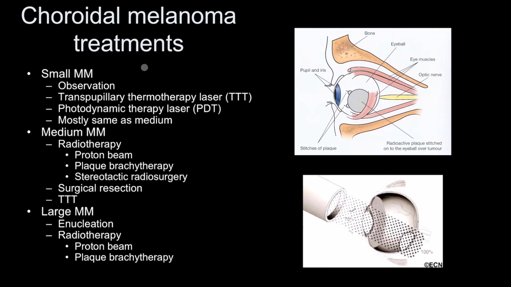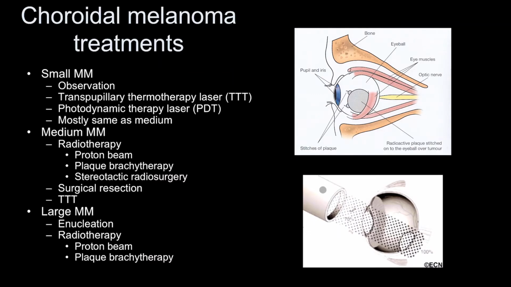So what are the treatments? Well, it depends on the size, small, medium or large. Small ones, we might observe them sometimes. Laser, different types of laser have been tried, but mostly it's the same as medium melanoma. The vast majority of medium melanomas are treated by some form of radiation. This is plaque brachytherapy, a little disc of radiation, which is sutured to the eyeball for the right number of days and hours. Very common treatment.